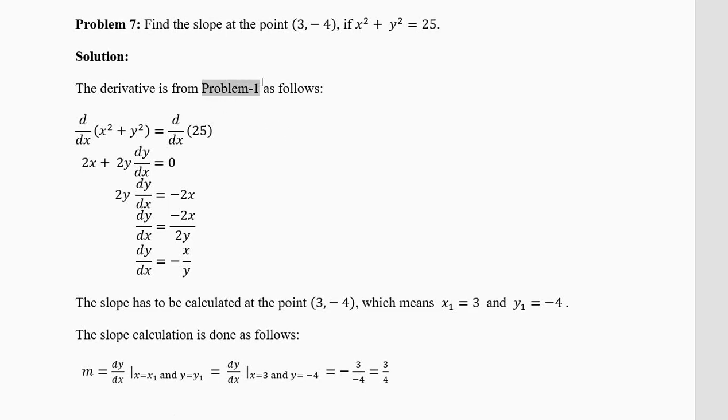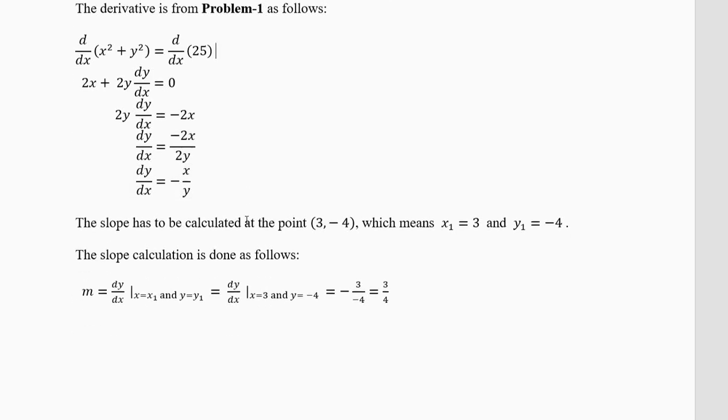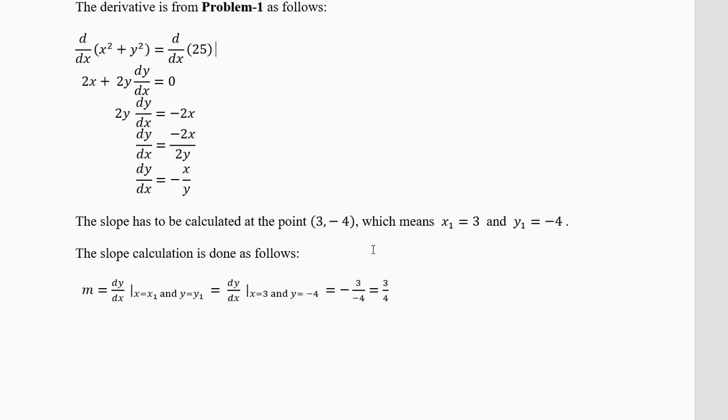Now look at problem 1, and the derivative is dy by dx equal to minus x by y. What is the slope? Slope is to be found at the point 3 comma minus 4. That means x1 equal to 3 and y1 equal to minus 4. Now what is the rule for finding the slope? M equal to dy by dx at x equal to x1 and y equal to y1.